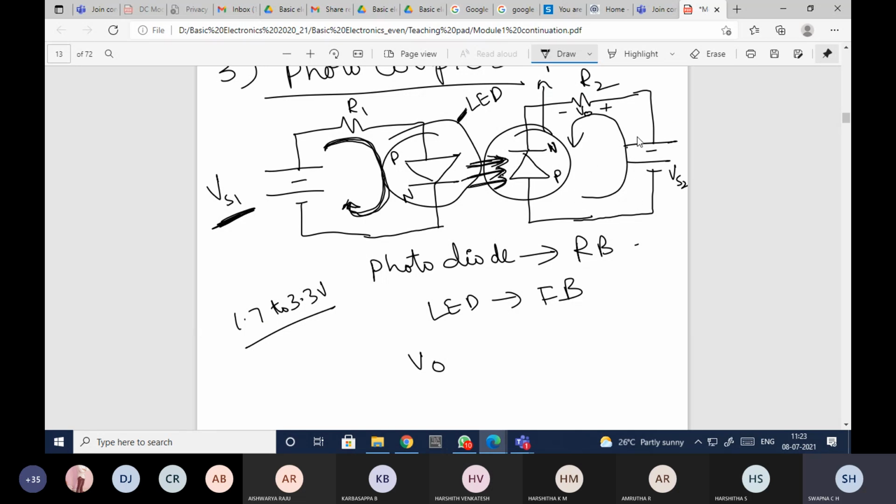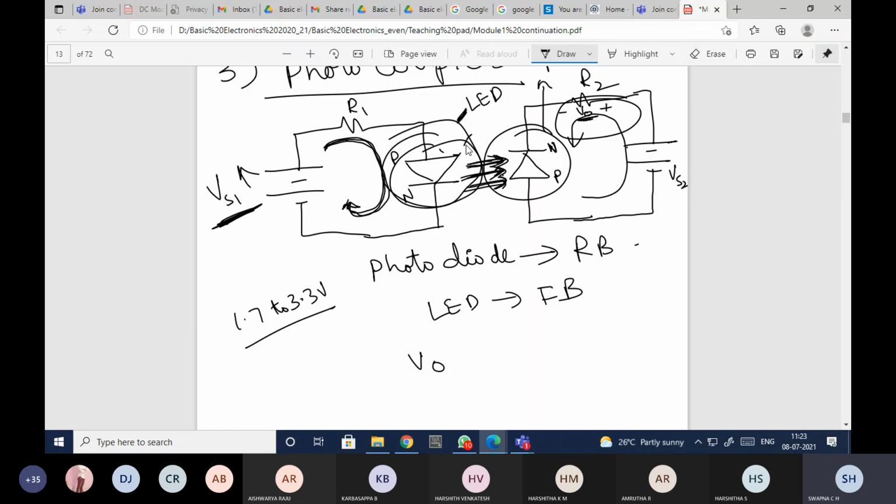So what happens, the current will start flowing. The current direction will be in this way. Since the current is flowing, you'll have V0. If you want to increase the output voltage V0, what you need to do is increase Vs. As you increase Vs, the LED will emit more light. The more light is emitted, the V0 will be more. So that's how this is completely working.